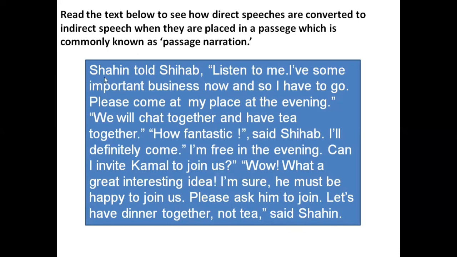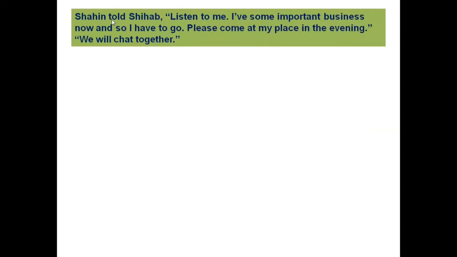Here, two speakers are here. One is Shaheen and another one is Shihab. And you can see various types of sentences, such as imperative sentence, optative sentence, interrogative sentence, assertive sentence. Various types of sentences are here. So we have to turn this passage narration from direct to indirect. Let's have a look.